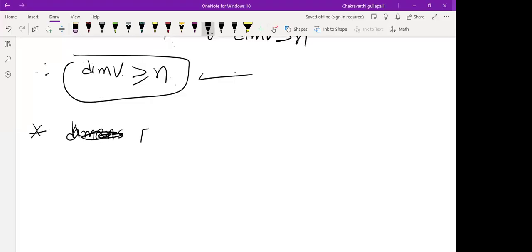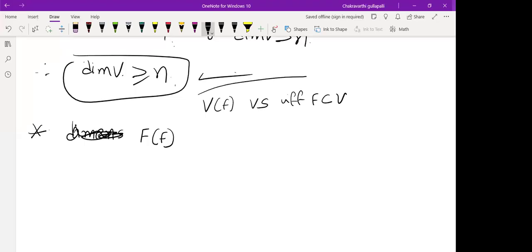V is a vector space, and F over F is always a vector space. We have discussed this earlier also. When do we say V over F is a vector space? Shortcut, long ago we studied: if F is a subset of V, it will automatically be a vector space. So you know that F is a subset of F. Every field is a subset of itself. So F over F is a vector space.